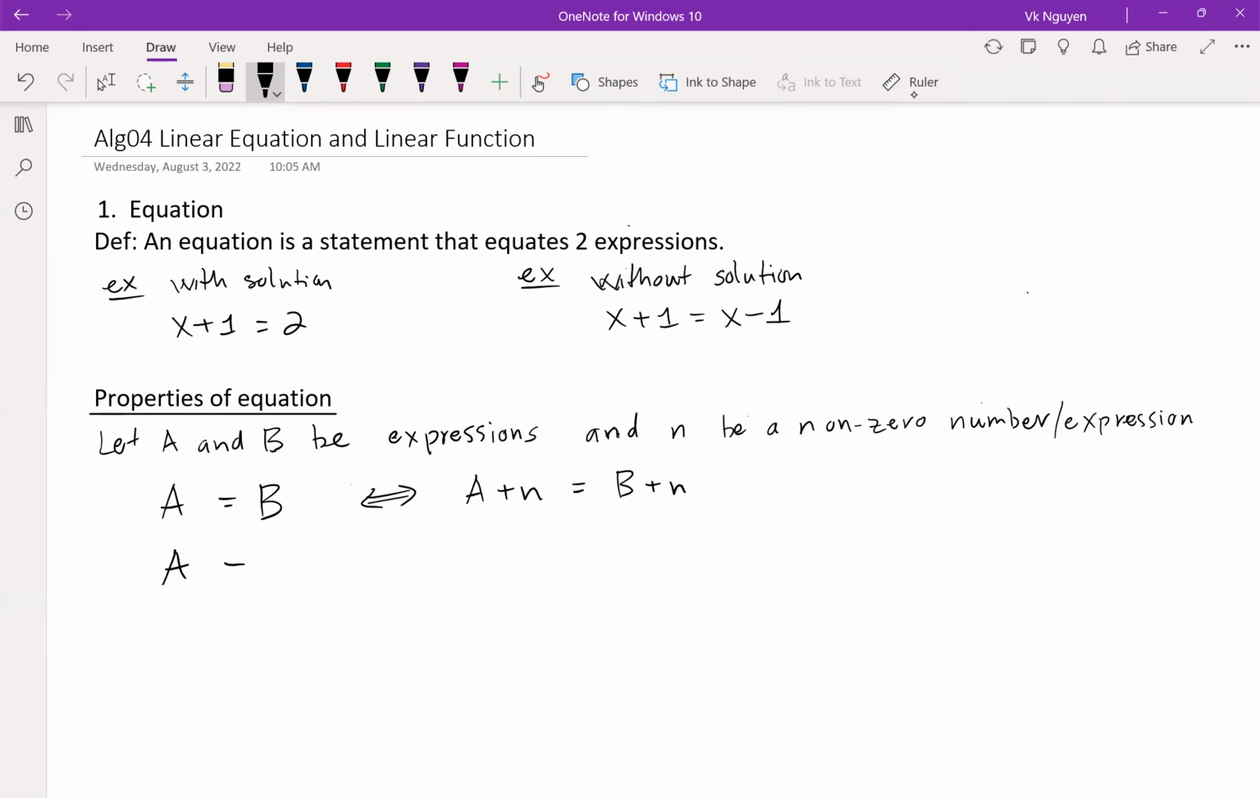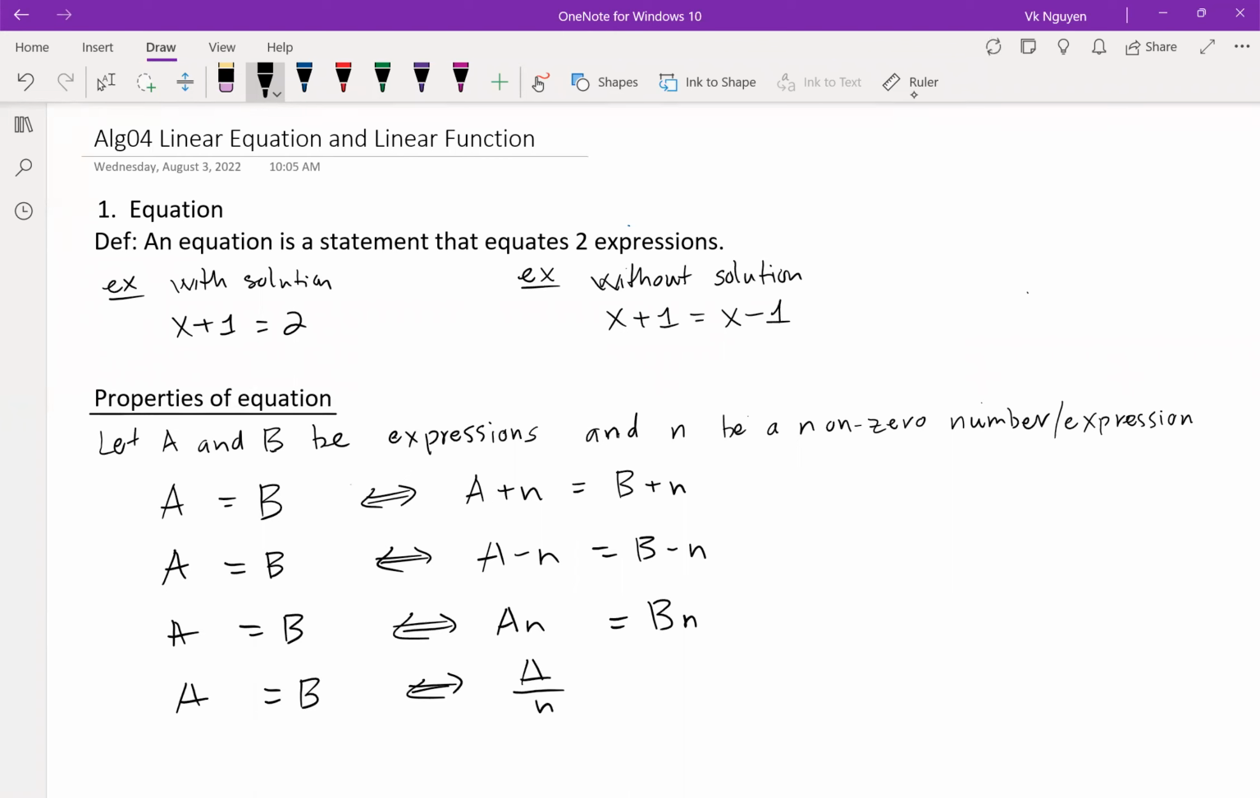Similarly, we can subtract N on both sides. We can also multiply by N on both sides. And of course, we can divide by N on both sides.